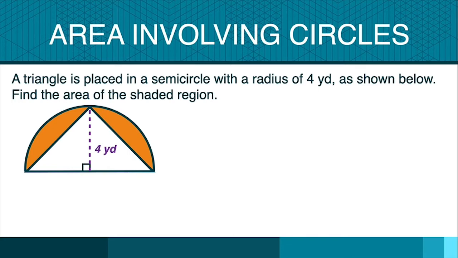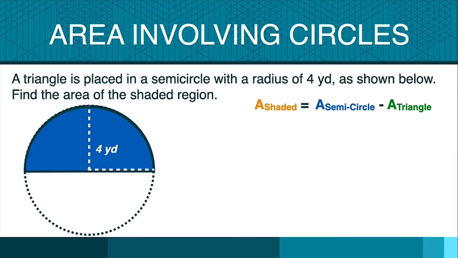Looking at this next example, to find the area of the shaded region, first find the area of the semicircle and then find the area of the triangle to subtract the non-shaded area from the greater shape that is inscribed inside. To find the area of the semicircle, use the formula area equals pi times radius squared divided by 2, since it is half of the circle.